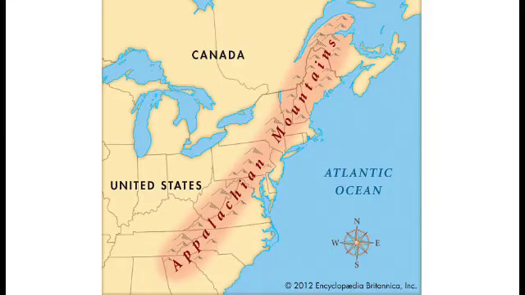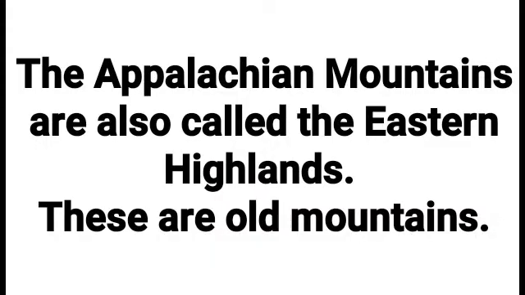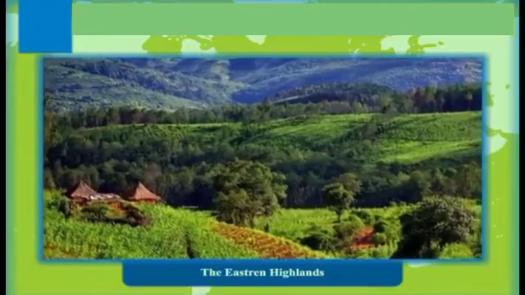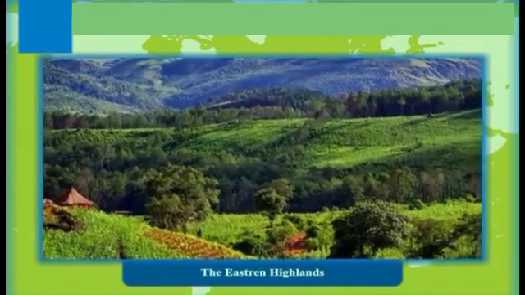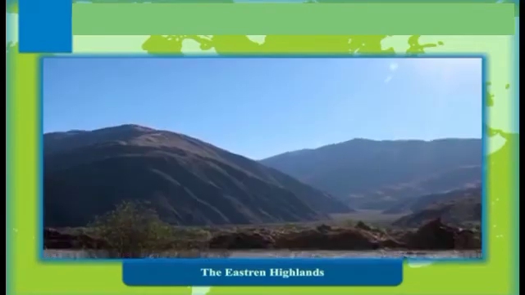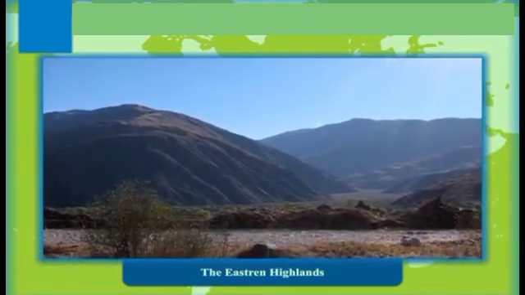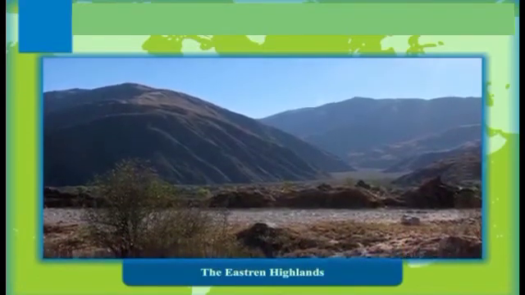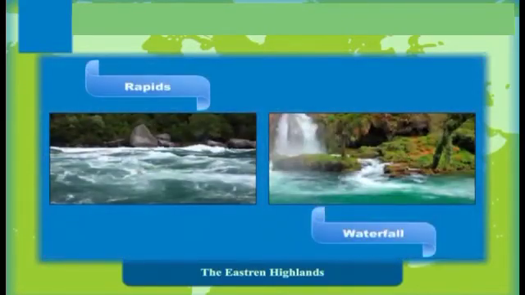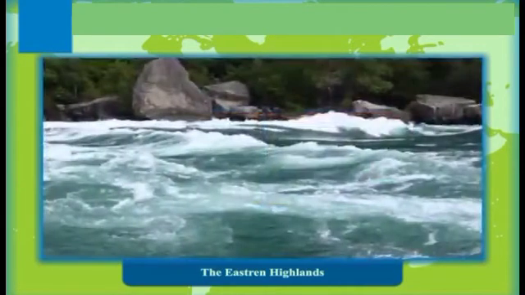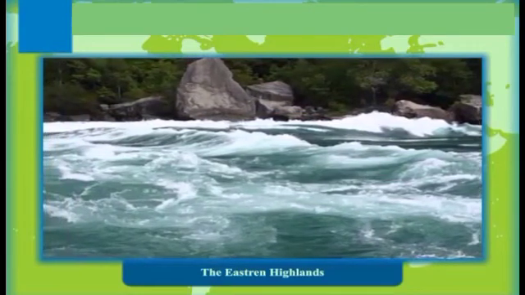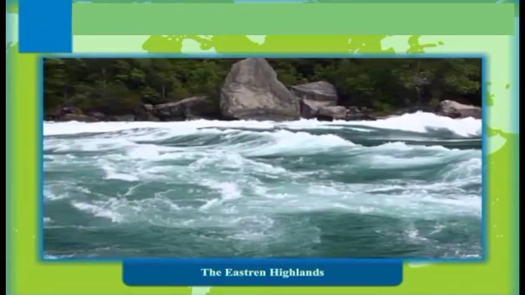Appalachian Mountains. The Appalachian Mountains are also called the Eastern Highlands. These are old mountains. The major ranges of these mountains are the Green Mountains, the White Mountains, and the Blue Ridge. The eastern part of the Appalachian Mountains is occupied by the Piedmont. Many short rivers originate in the Appalachian Mountains and flow into the Atlantic Ocean.